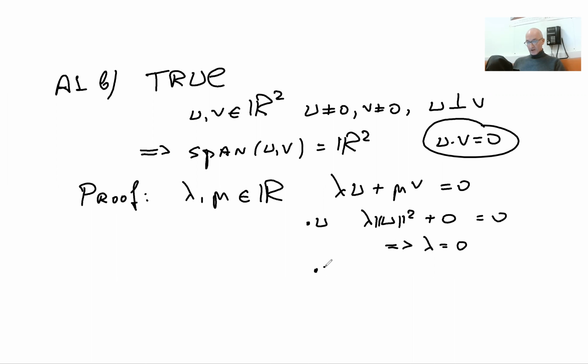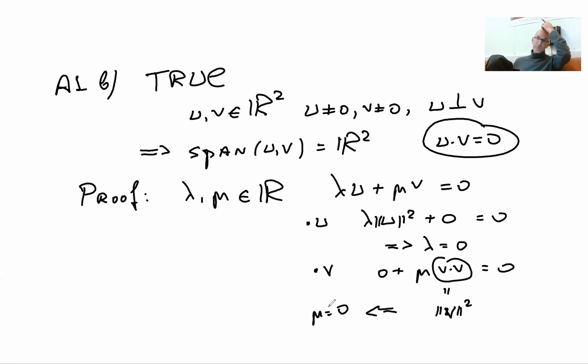Absolutely in the same way, you take a dot product with v, and you get 0 plus mu v dot v, which is nothing but length of v squared. Yeah, and this has to be 0. Since v is assumed to be non-zero, this implies mu is 0. Okay, so these two vectors are linearly independent, so they span a two-dimensional subspace of R2, which must be R2.